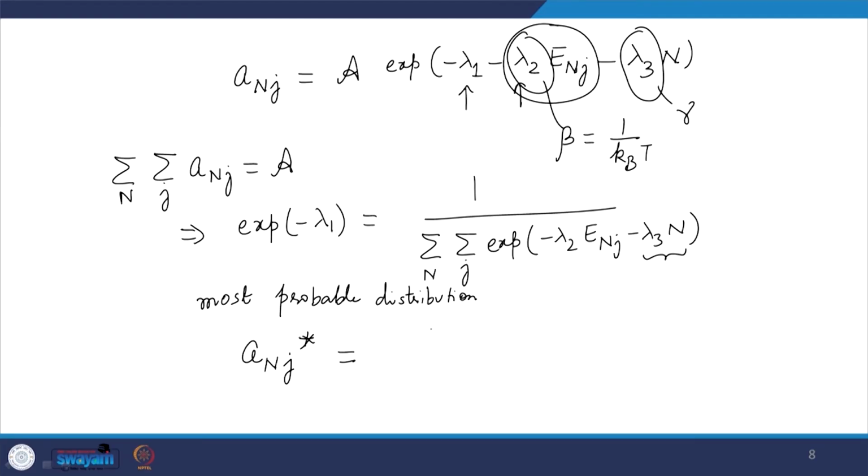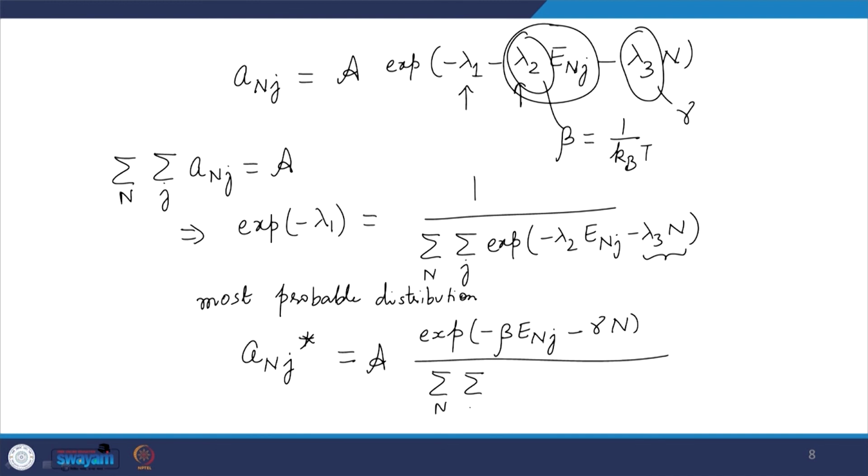So, this is given as exponential of minus beta E_{N,j} minus gamma N, divided by the summation over N, summation over j of exponential of minus beta E_{N,j} minus gamma N.